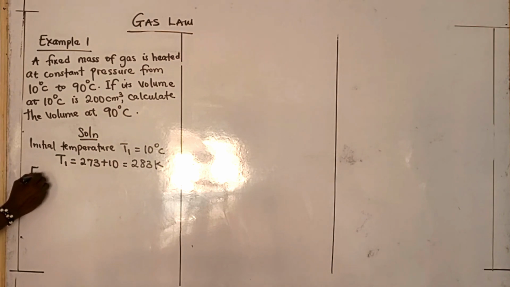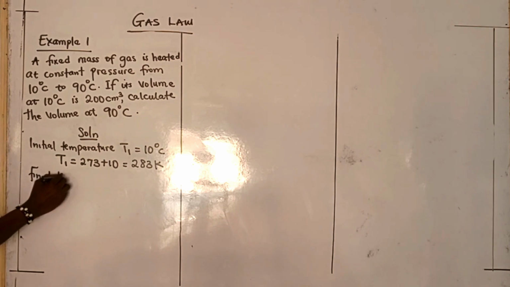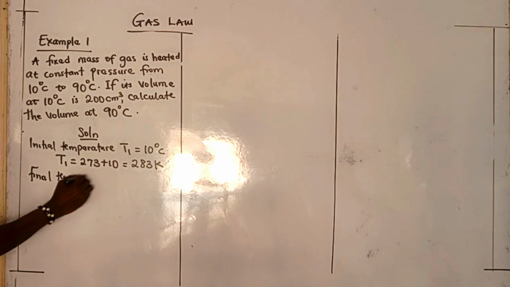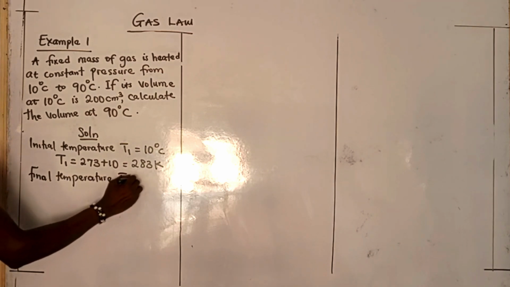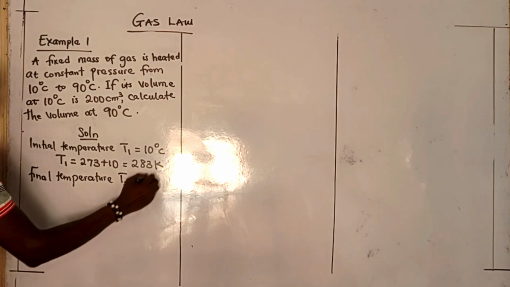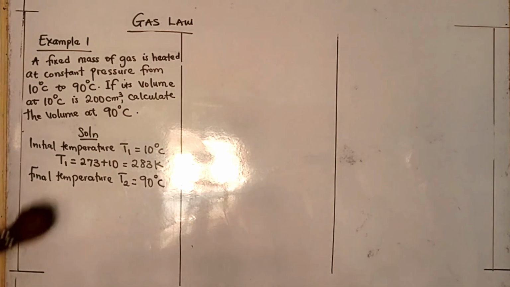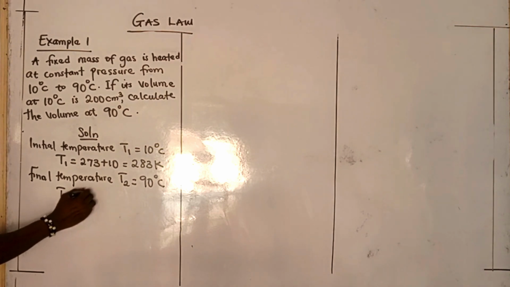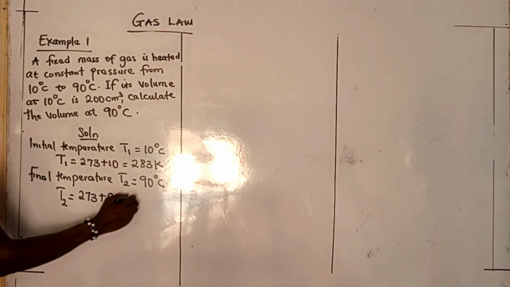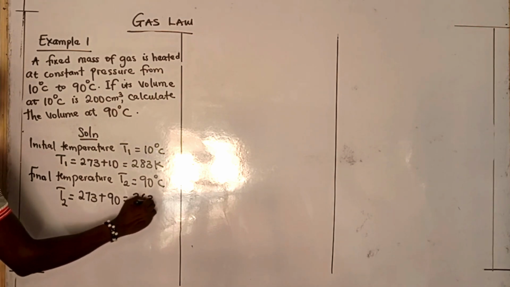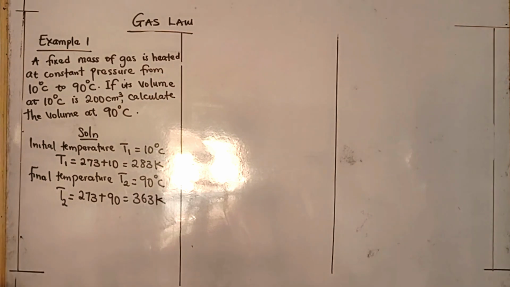Then the final temperature given to us, which is our T2 now. Final temperature T2 we're given to be 90 degrees Celsius. So its equivalent in Kelvin is what? 273 plus 90, which will give us 363 Kelvin.